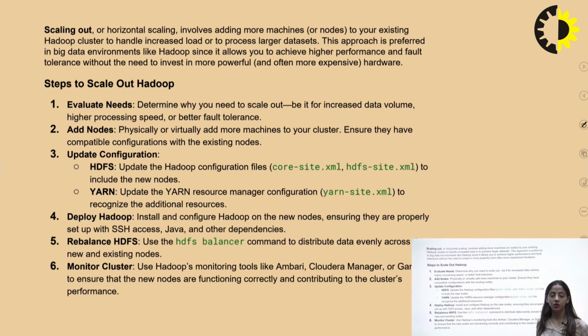Update configurations. HDFS: update the Hadoop configuration file to include the new nodes. YARN: update the YARN resource manager configuration to recognize the additional resources. Number 4 is to deploy Hadoop. Install and configure Hadoop on the new nodes, ensuring they are properly set up with SSH access, Java and other dependencies.